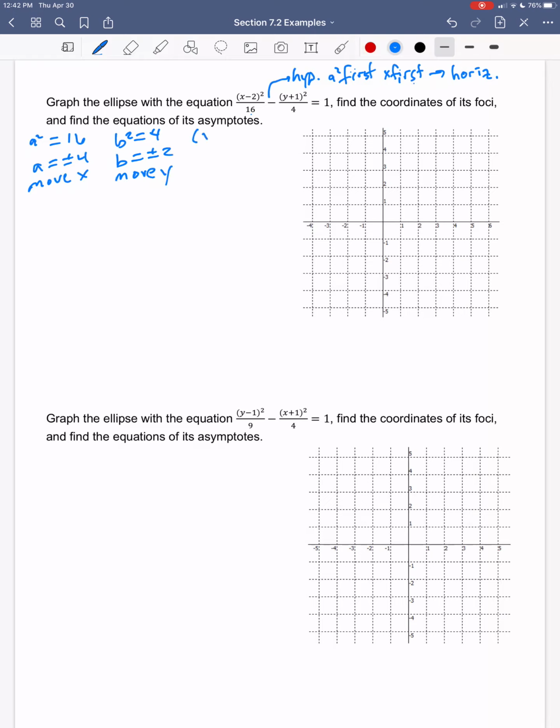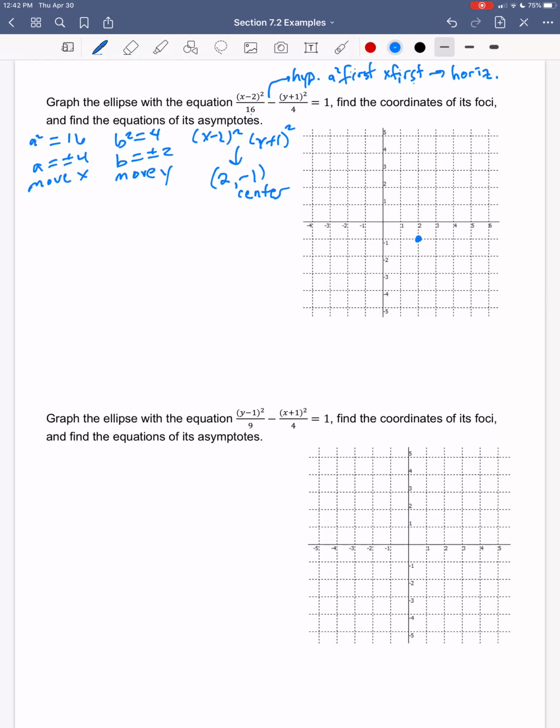Now what I've got here is x minus 2 squared and y plus 1 squared. And so what that means, my center, I take the opposite. What would make those equal to 0? So 2, negative 1 is going to be my center. So I go to 2, negative 1. That's the center for this hyperbola.